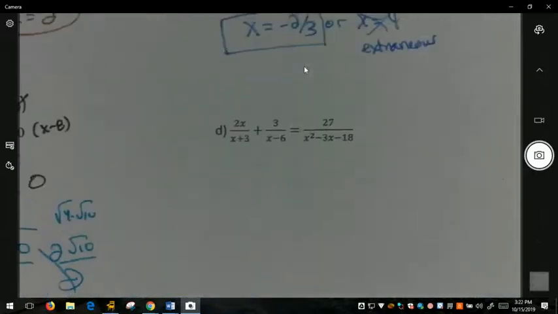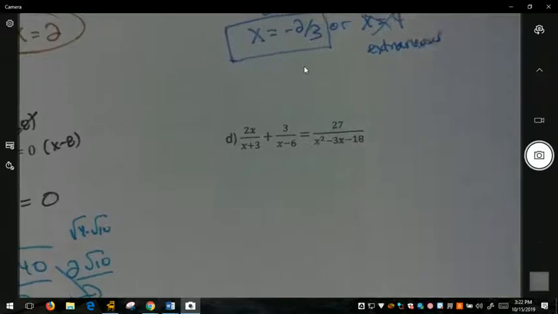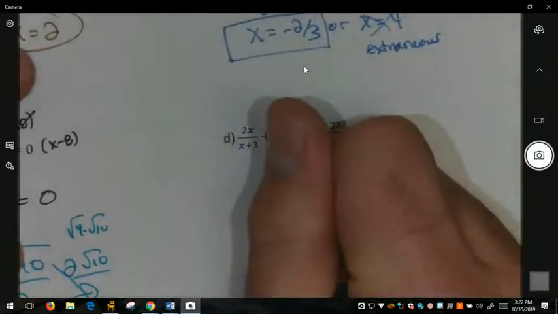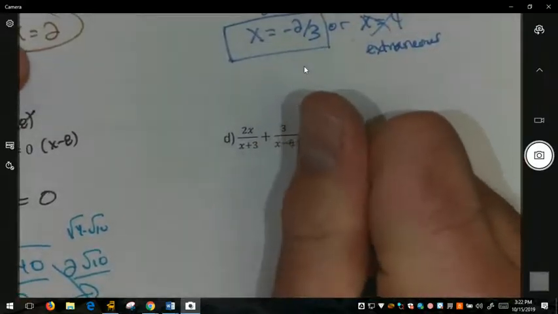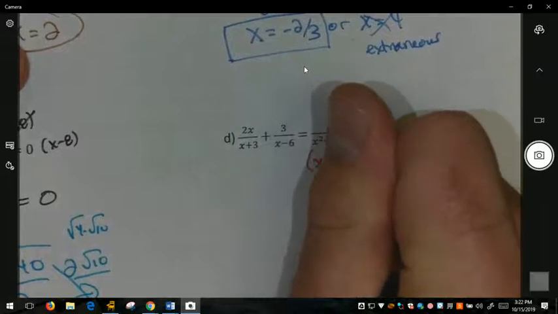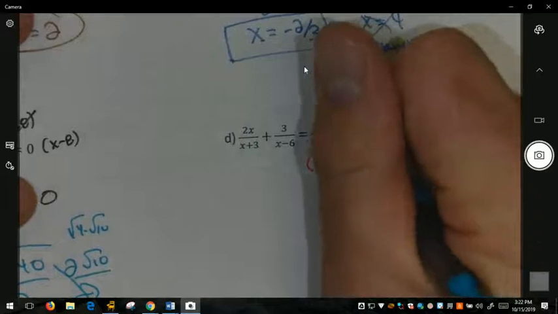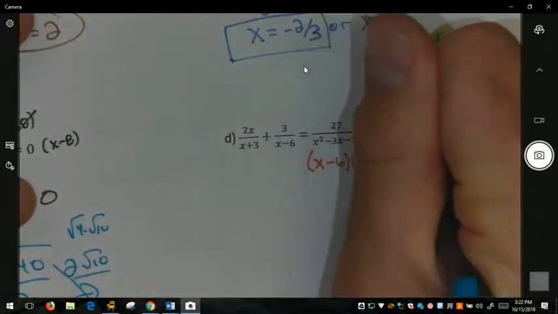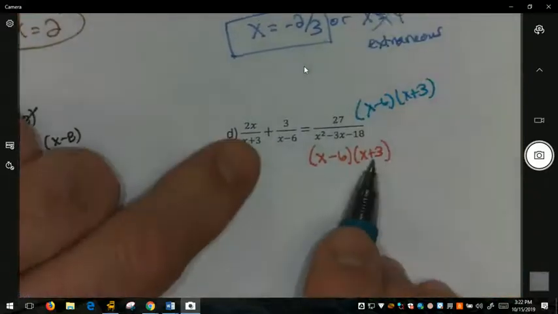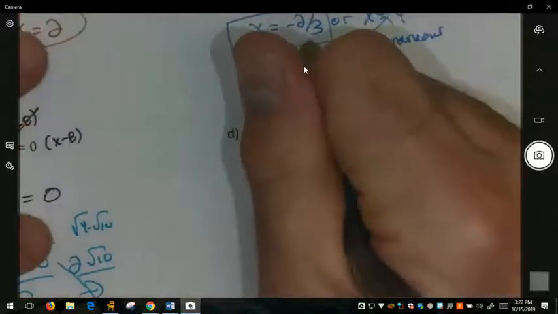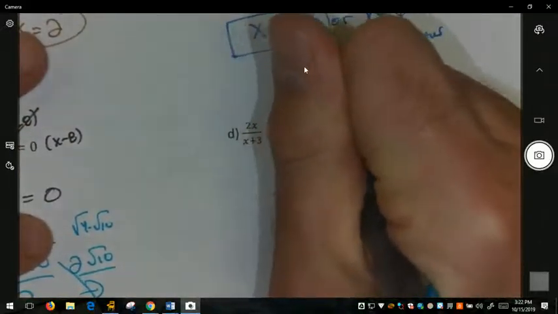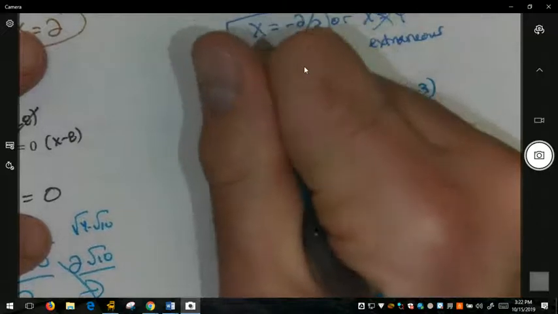Looking at letter D, here is the equation. Again, it's not in factored form, so we're going to factor the right-hand side, giving us, in this case, x minus 6 by x plus 3. It worked out nice that they were the same factors. My least common denominator then is x minus 6 by x plus 3. So I have a common factor and a common factor. We're going to multiply every term by that least common denominator.